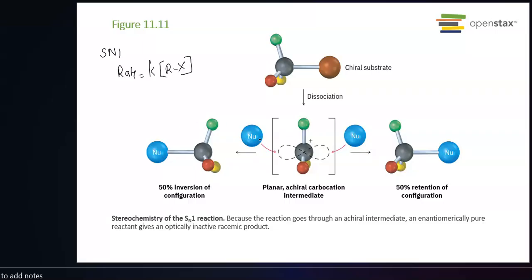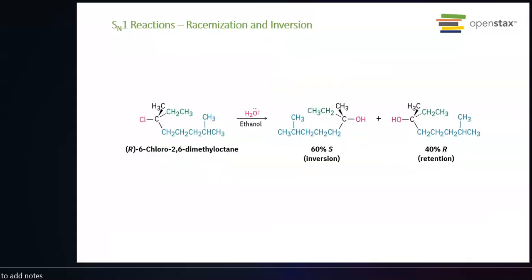Okay. Also regarding stereochemistry, the SN1 reaction produces a racemic mixture because the carbocation that is formed is a planar structure, and the nucleophile in the second step can attack either from the front side or from the back side with equal probability, and so you get 50% inversion of configuration and 50% retention of configuration, giving us a racemic mixture.